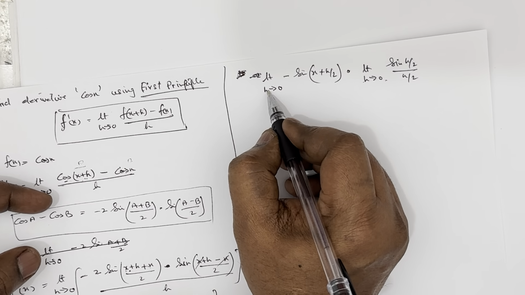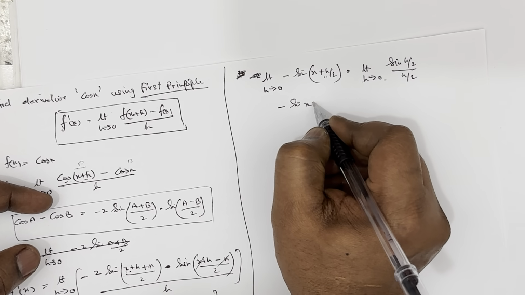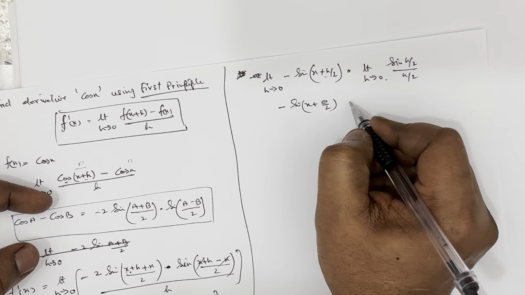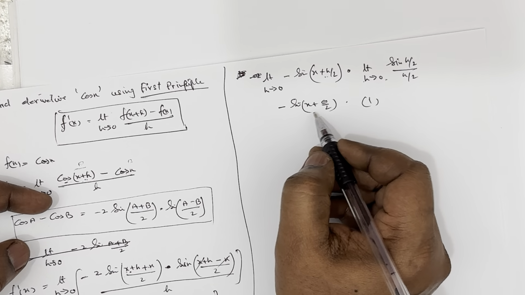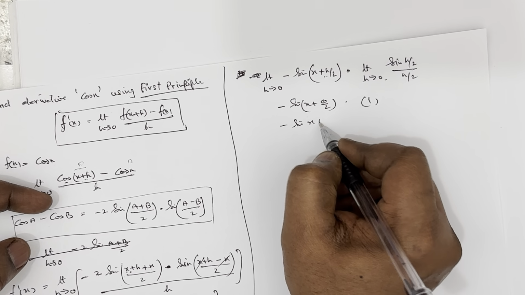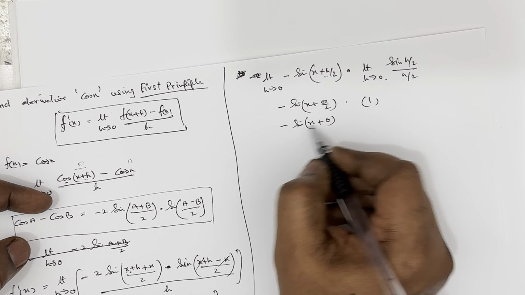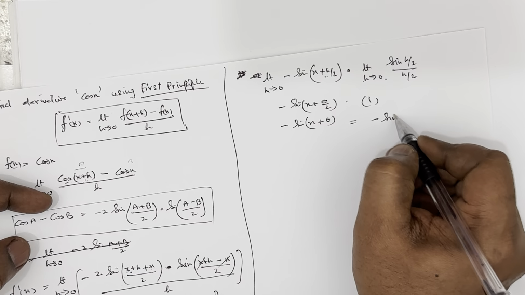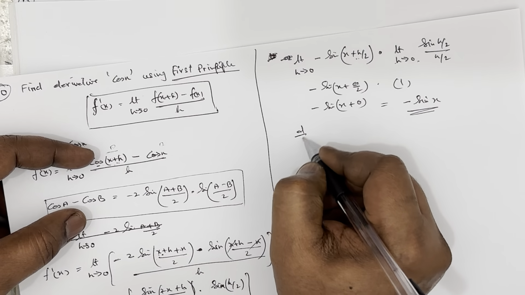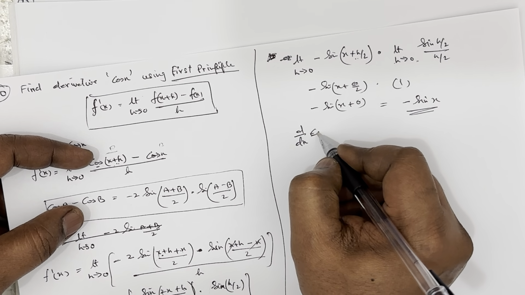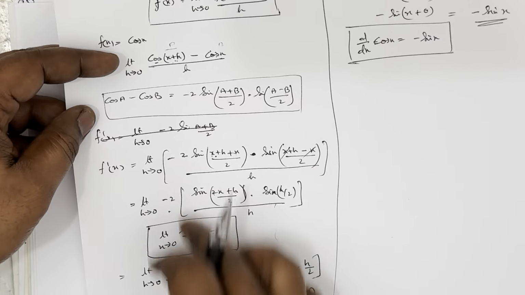Now putting the value of h in this function, you have minus sine x plus 0 by 2, multiplied by this, which becomes 1. The whole thing becomes 1. So this becomes minus sine x plus 0 upon 2 is 0, and this is 1. Now this becomes minus sine x. This is the derivative. You know that the derivative d by dx of cos x is equal to minus sine x. We have learned this earlier, so this is how we derive it.